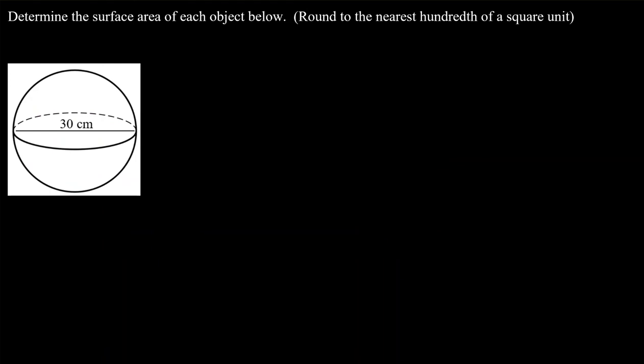So let's do an example of this. What we want to know is, first of all, is this a sphere or a hemisphere? Well, it's definitely not a hemisphere. It's a full sphere, so the surface area is 4 pi r squared. Do we know what 4 is? Yes. Do we know what pi is? Yes. Do we know what r is? No, we don't know what r is. They're not giving us the radius, they're giving us the diameter. We want to know what the radius is. In this case, the radius is half the diameter, so 15 centimeters. Now that we know what the radius is, we can continue on.